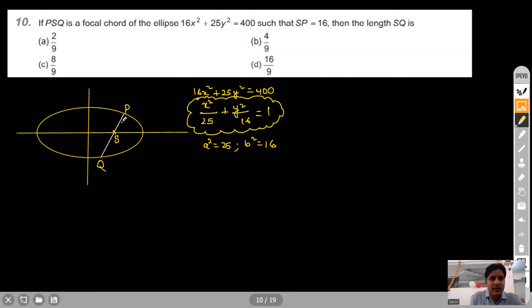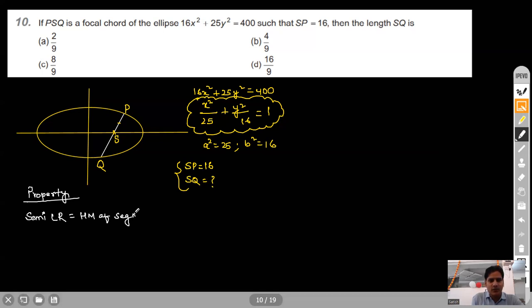Now this SP length is given out to be 8, if I'm not wrong. No, it's given out to be 16. So this SP is 16 units and we have to find the length of SQ. Now, one very important property of this ellipse, let me remind you all. This PQ is the focal chord. What does it mean? The semi-latus rectum will be the harmonic mean of the segments of the focal chord.